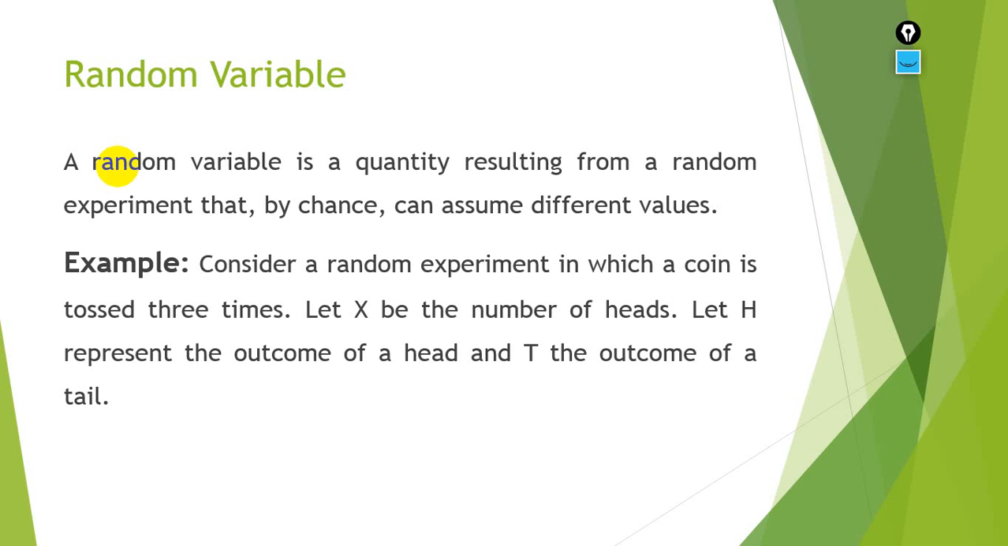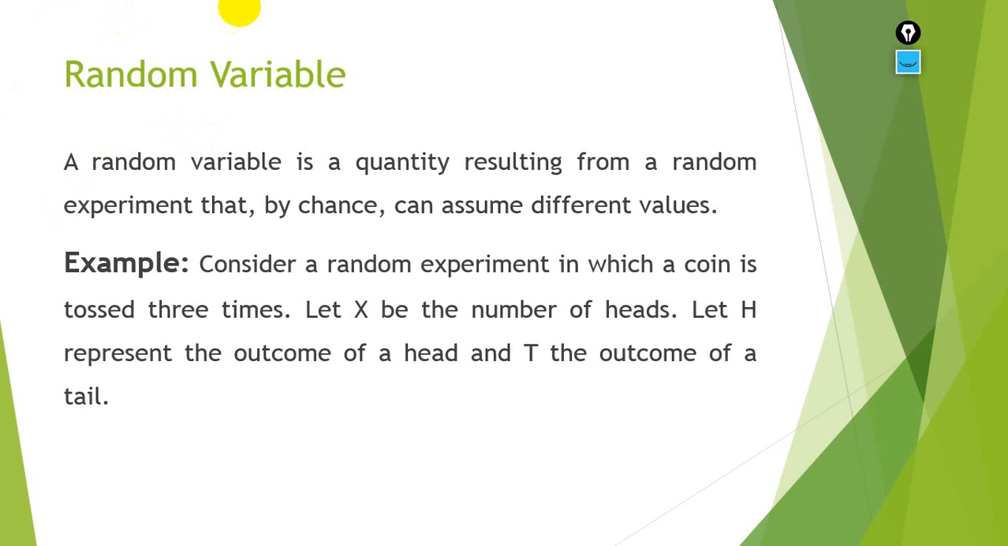Example: consider a random experiment in which a coin is tossed three times. Let x be the number of heads. Let h represent the outcome of a head and t the outcome of a tail.